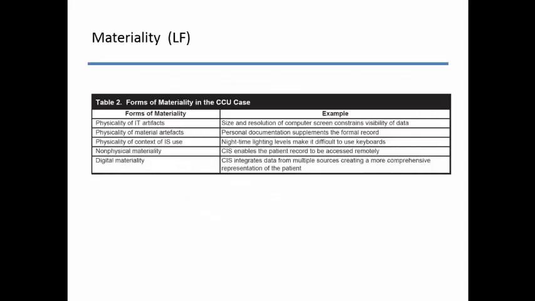And now we have the forms of materiality from the CCU case and examples of each. Physicality of IT artifacts, and an example is the size and resolution of data on the computer screen. Physicality of material artifacts. Example is the personal documentation supplements of the formal record. Physicality of context of IS issues. An example is that nighttime lighting levels make it difficult to use keyboards.